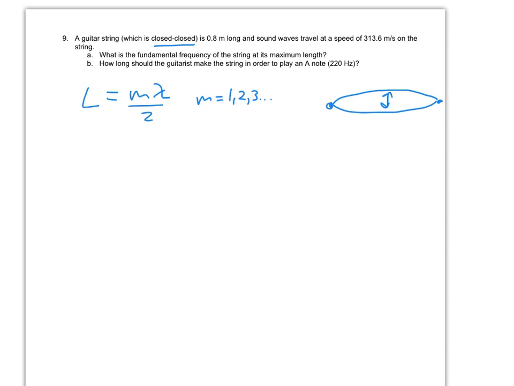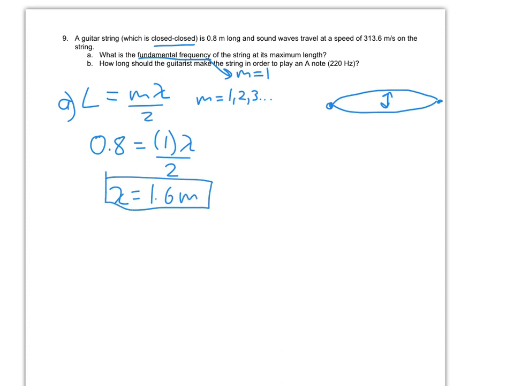The first thing we want to find is the fundamental frequency in this case, and we remember that fundamental frequency means that m equals 1. It's that first harmonic there. So we can put in the length of our string here. We know that m is going to be 1, and we can solve for lambda, and we end up getting that lambda is going to be 1.6 meters.